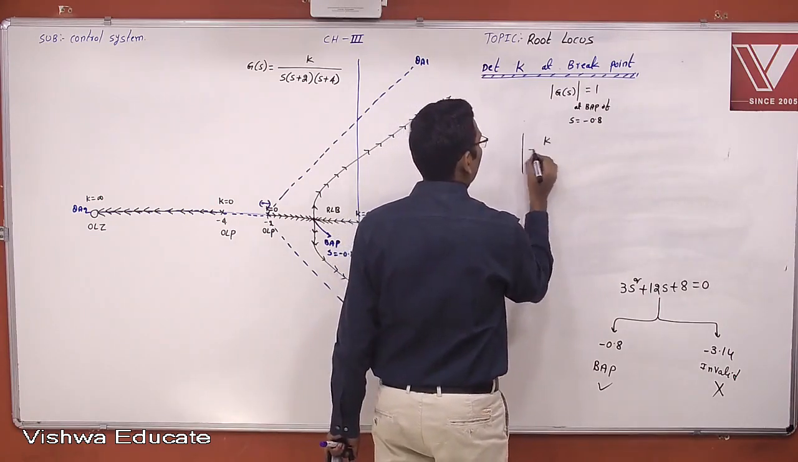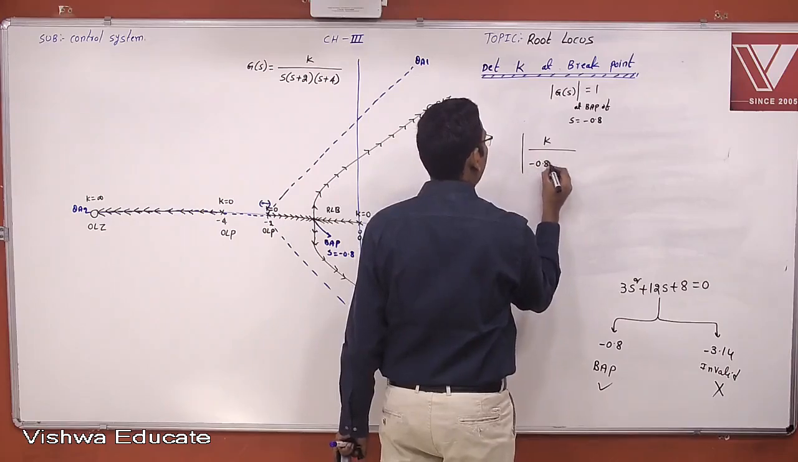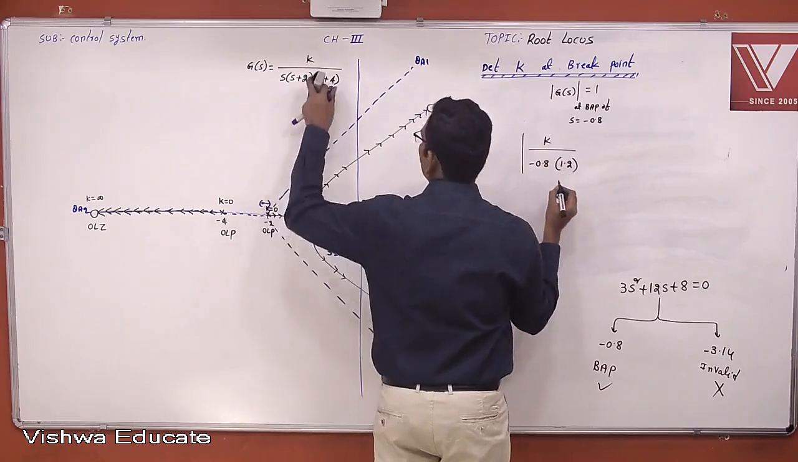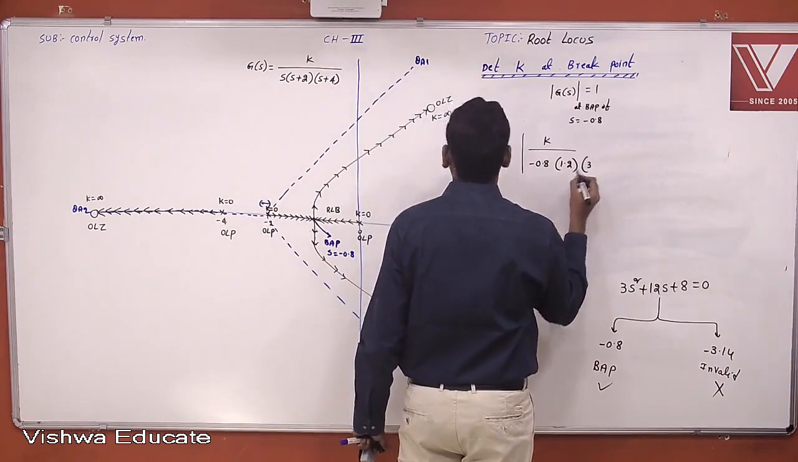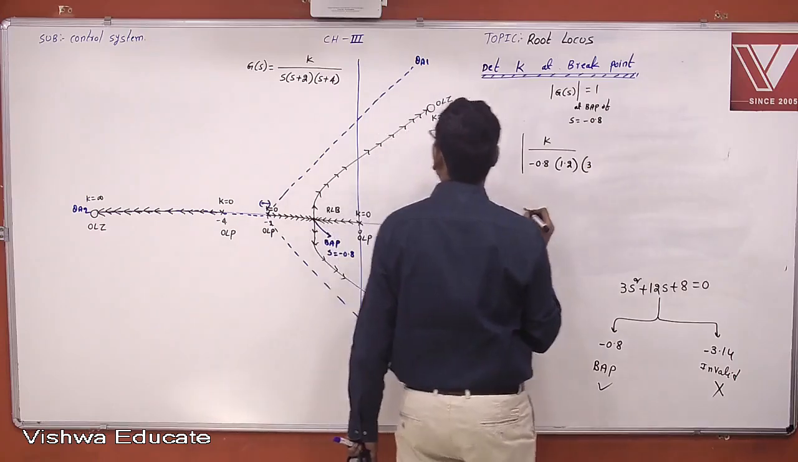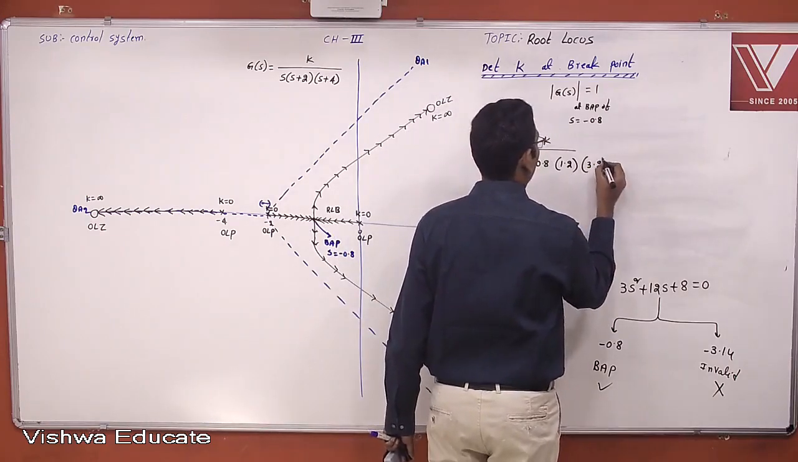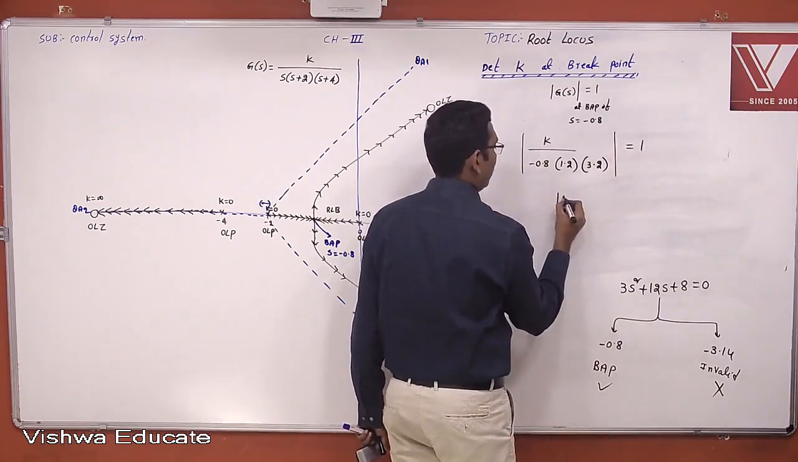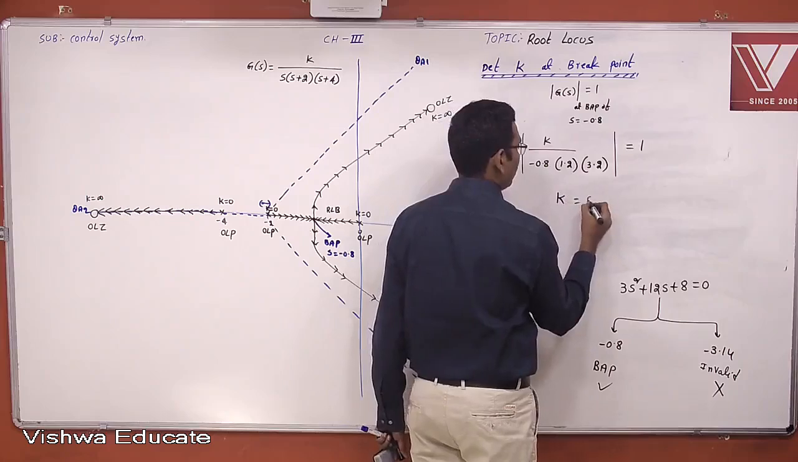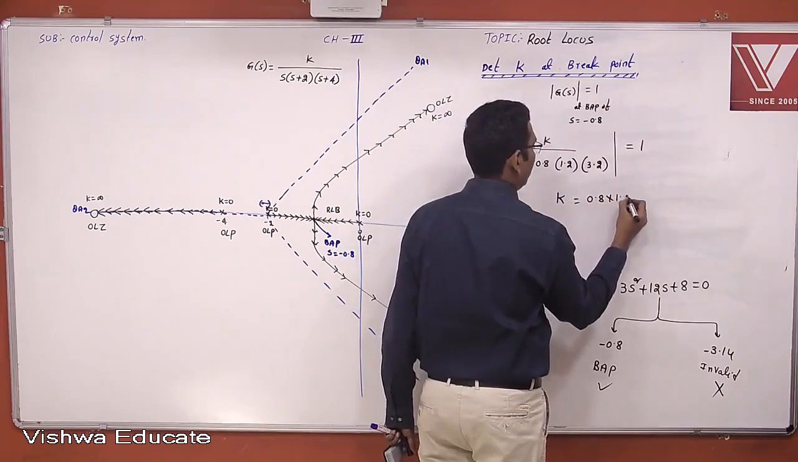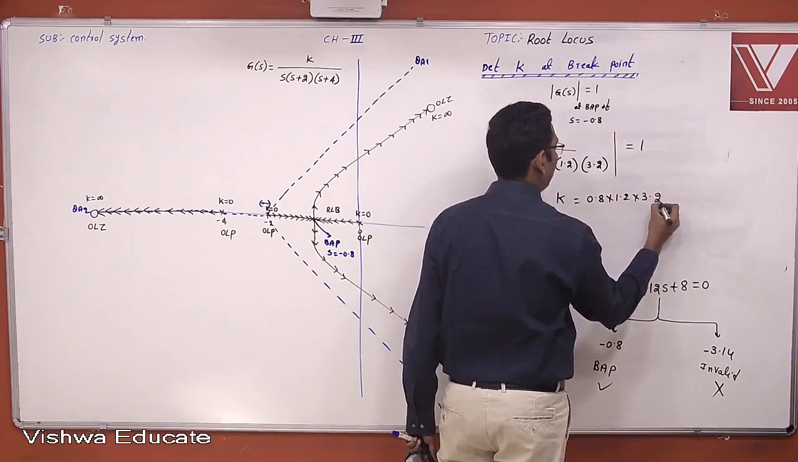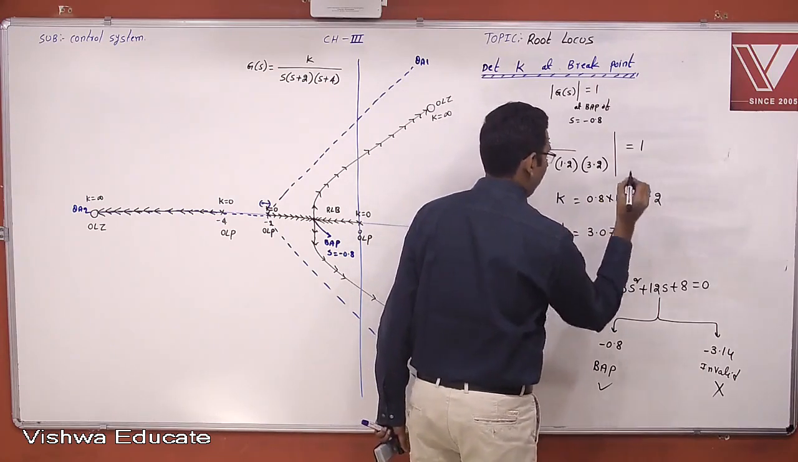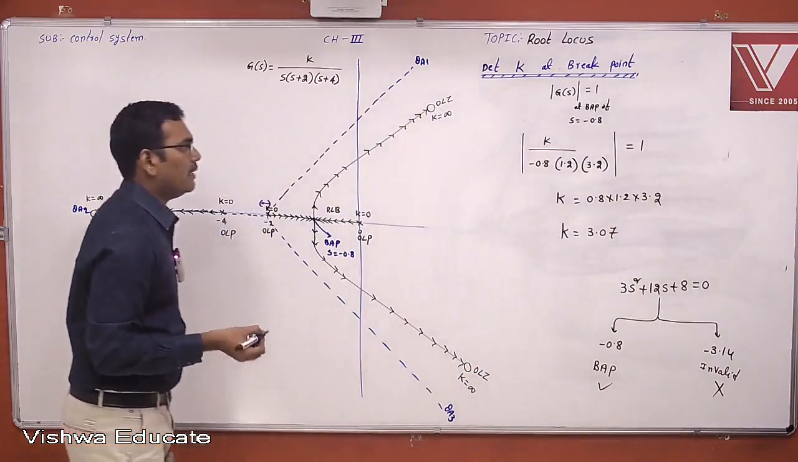Which means K divided by the magnitude of -0.8, -0.8 plus 2 which is 1.2, and -0.8 plus 4 which is 3.2. Now this magnitude is equal to 1. Therefore, K divided by 0.8 into 1.2 into 3.2 equals 1. Now this is the system gain, which is equal to 3.07.